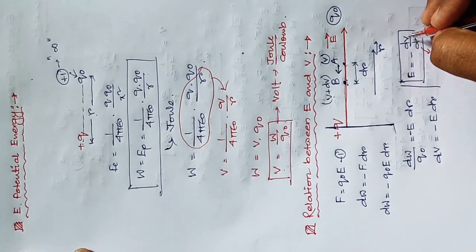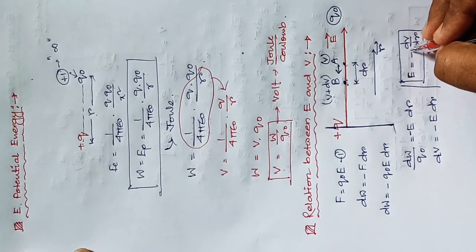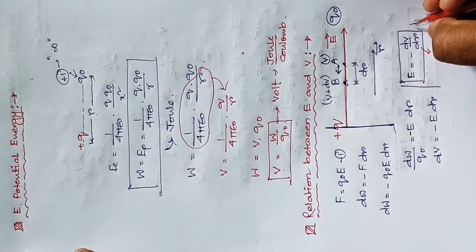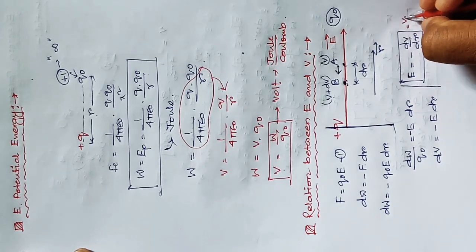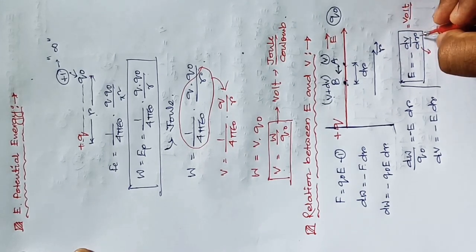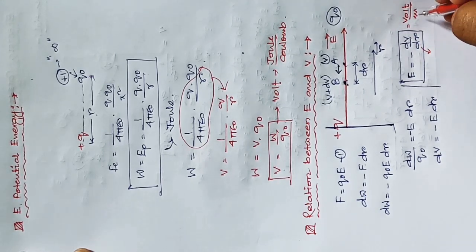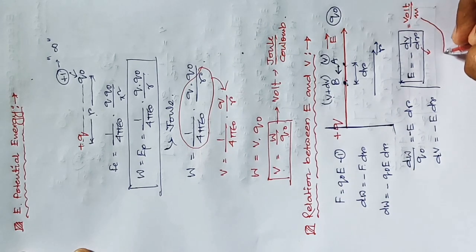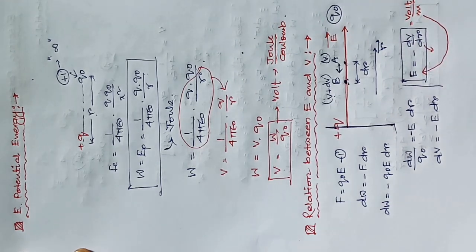The unit of potential is volt, and the unit of distance is meter. So from here we get that the unit of E is volt per meter.